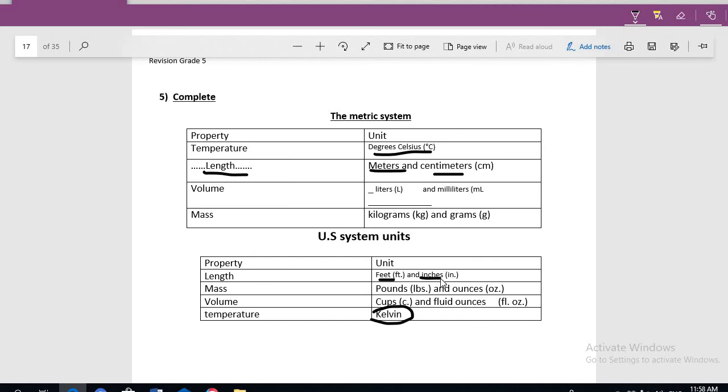Volume, if I want to measure the volume in Egypt using metric system units, liters and milliliters, while in the USA, cups or fluid ounce. Mass, if I want to measure weight or mass of something, the units in the metric system are kilograms and grams, while in the USA, the units of mass are pounds and ounces.